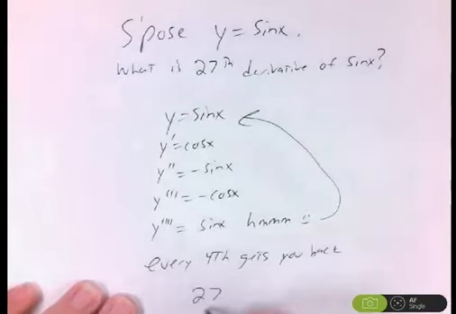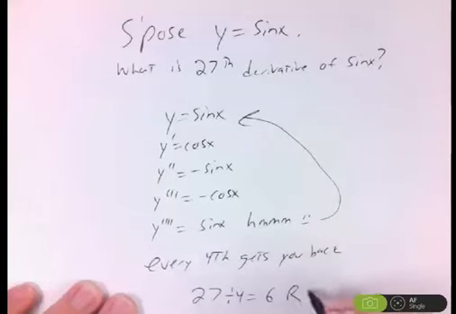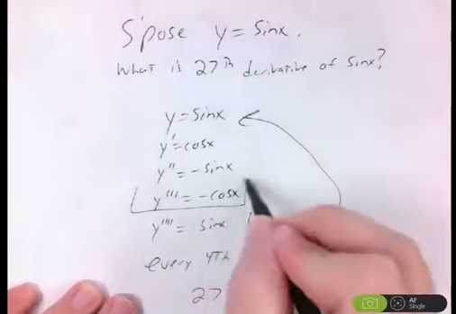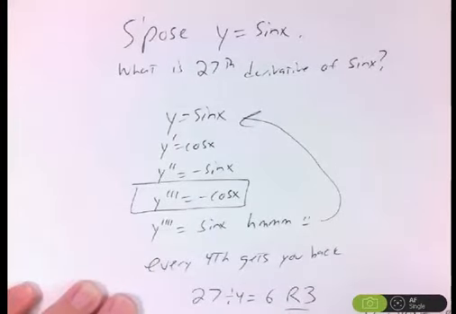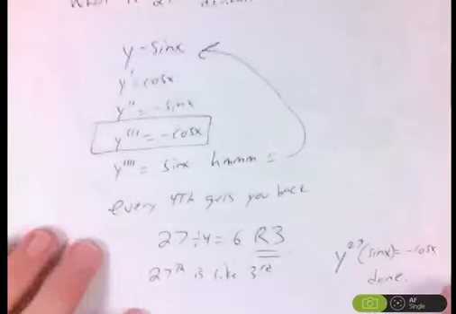Okay? So the 27th is basically the same as the third, right? If you go through 6 times 4, you're just back at the beginning 6 more times, and then you just take the third derivative, which is the remainder, and you end up at negative cosine. So the 27th derivative of sine is negative cosine by using the pattern. It's just sort of an oddball example, but that's it.